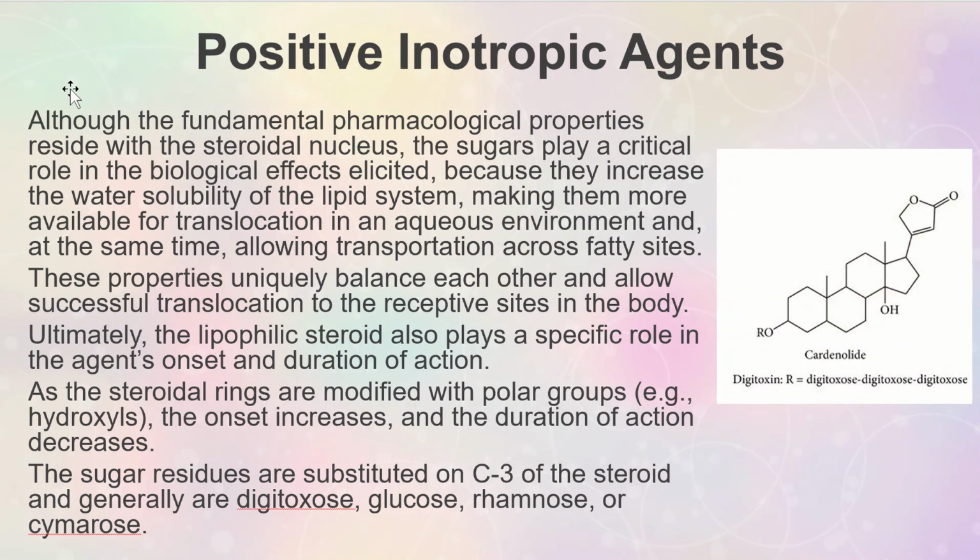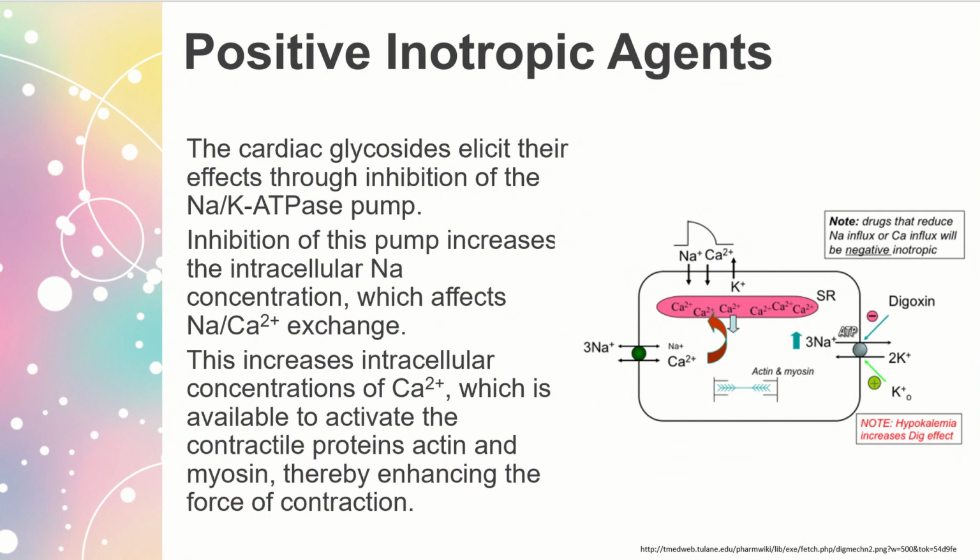So the sugar residues are substituted on C3 of the steroid and are generally a glucose; various sugar molecules are attached at this position here. All right, so in terms of their mechanism of action, the cardiac glycosides elicit their effects through the inhibition of the sodium-potassium pump, right?